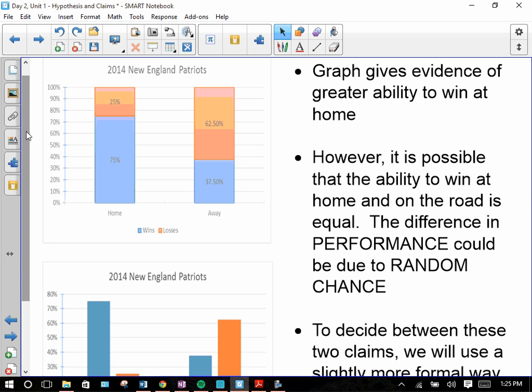Okay, so we say, however, it is possible that the ability to win at home and on the road is equal. This does not prove that their ability is greater. It just shows that there might be some evidence of that. So what we're going to assume is that the ability is the same, and that this difference in the performances is due to random chance. That's what this is saying. We're assuming that this difference between performances is due to random chance.